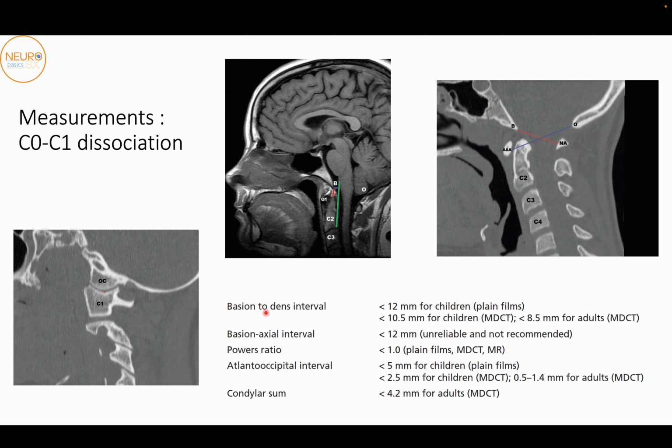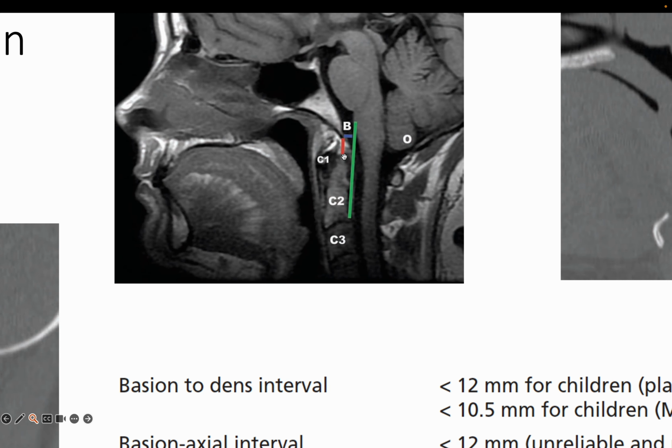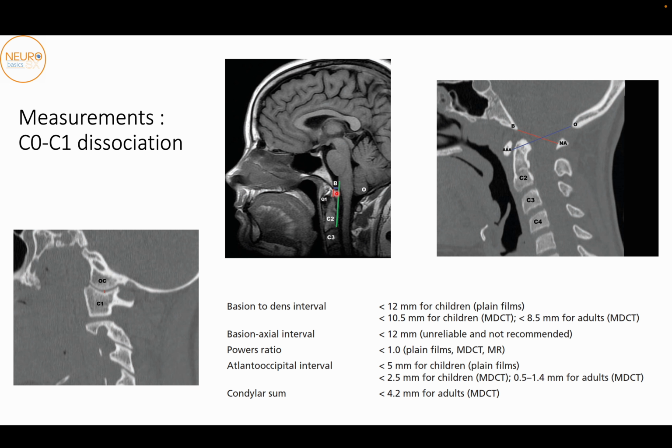One is known as the basion to dens interval. So this is the interval from the tip of the dens to the basion. Another is the basion axial interval. So that is from the basion to a line drawn along the posterior border of C2. So these both should technically usually be less than 12 millimeters.